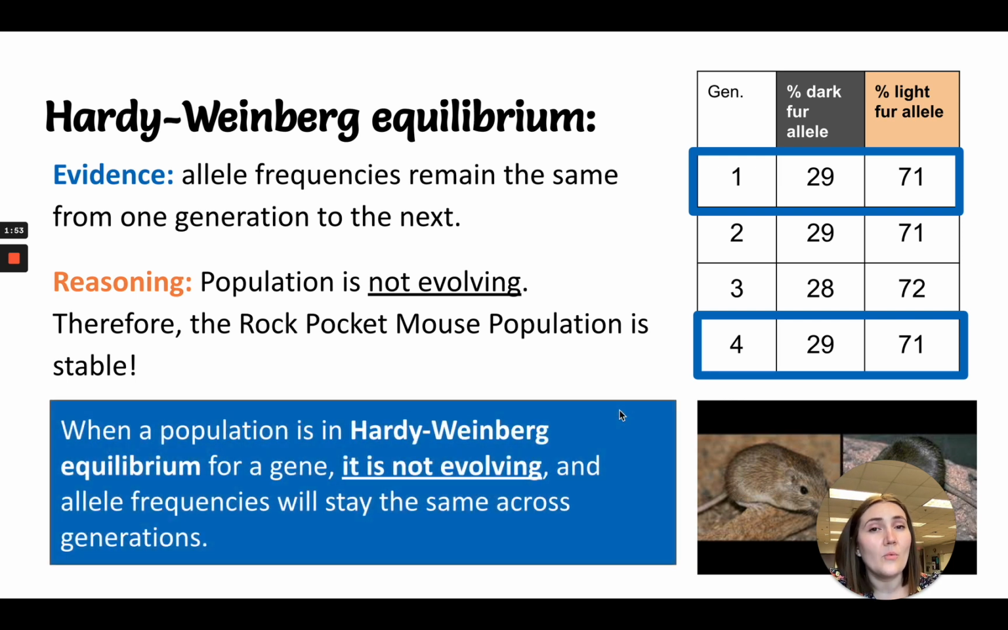What Hardy-Weinberg equilibrium means is that when a population is in Hardy-Weinberg equilibrium for a gene, so for this example, we're looking at the fur color of these rock pocket mice, we can see that it is not evolving and the allele frequencies will stay the same across the generations. So we're at equilibrium. That just means that the population is not changing. It's staying stable.